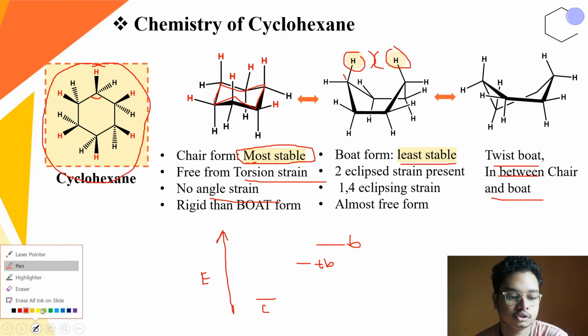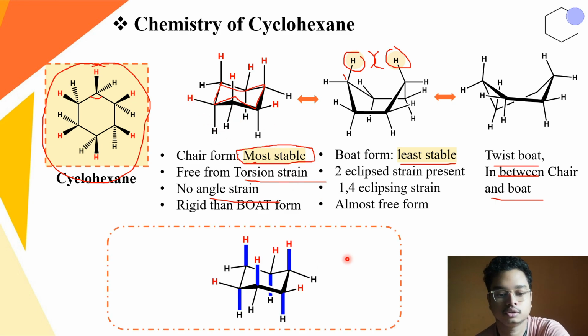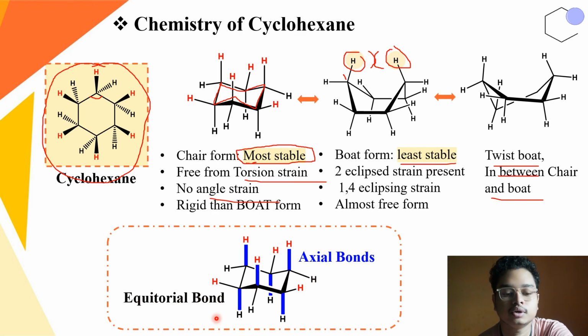Okay, so now the most important structure is the chair form, so we will discuss the chair form first. If you see the chair form, you can find that there are two different types of bonds. One is the axial bonds, which are depicted in this blue bold bond, and the black bold bonds suggest the equatorial bonds.